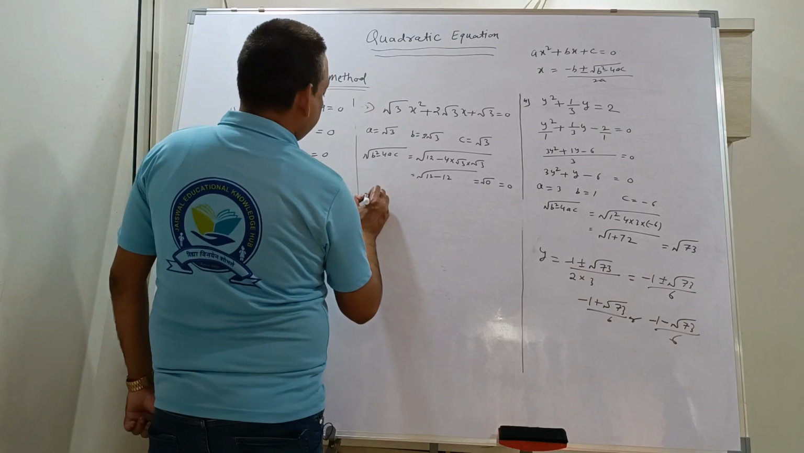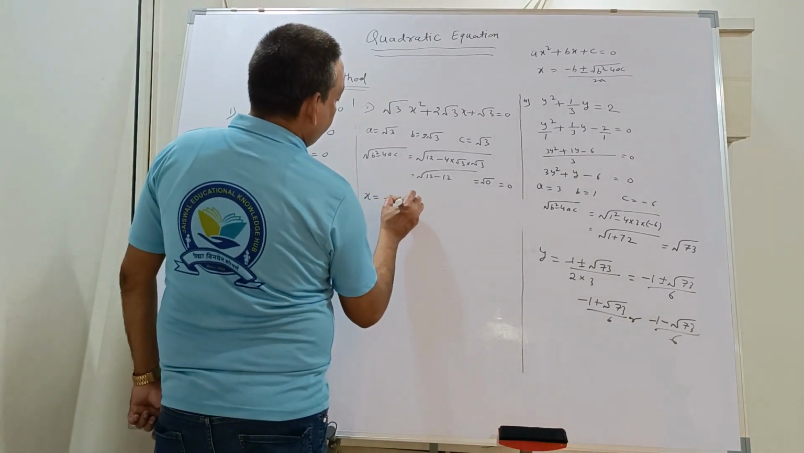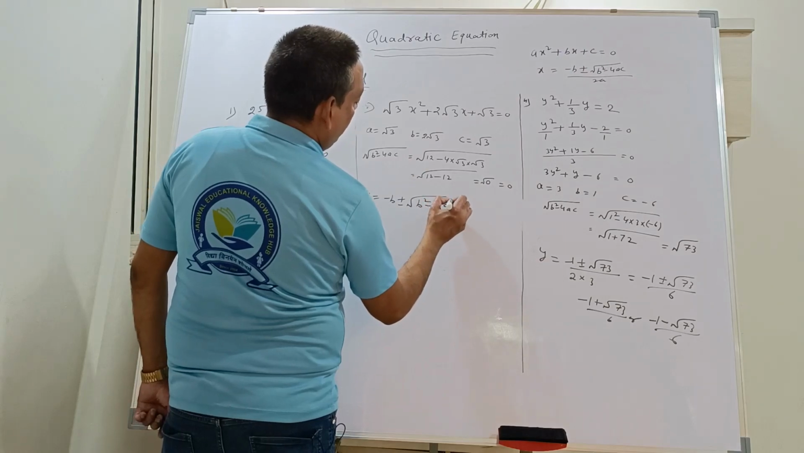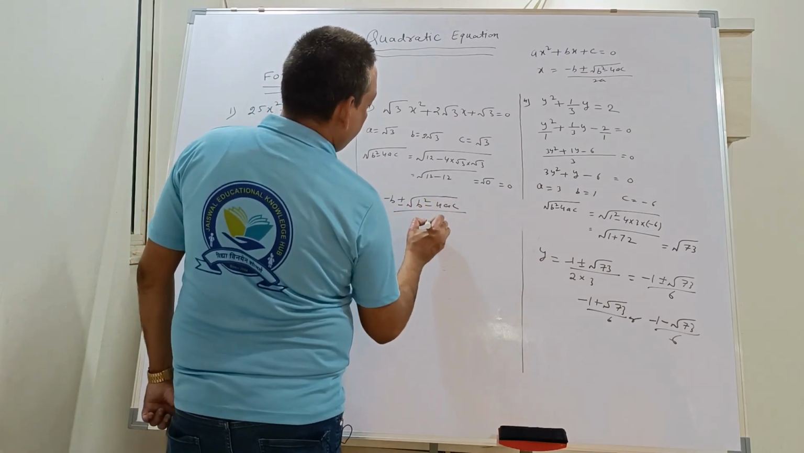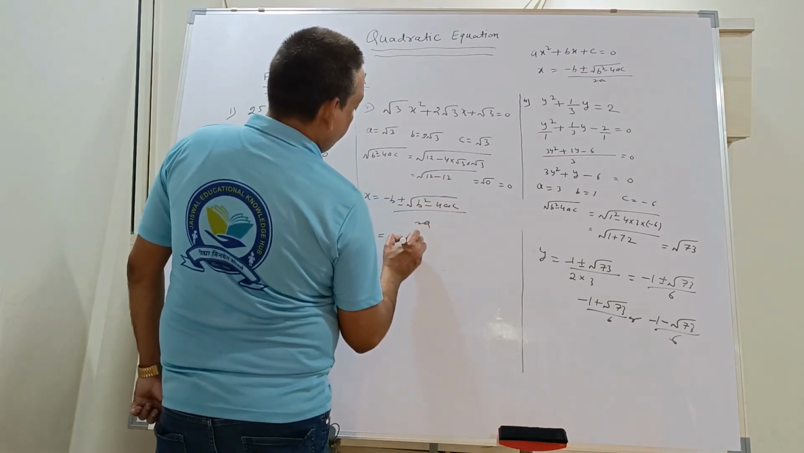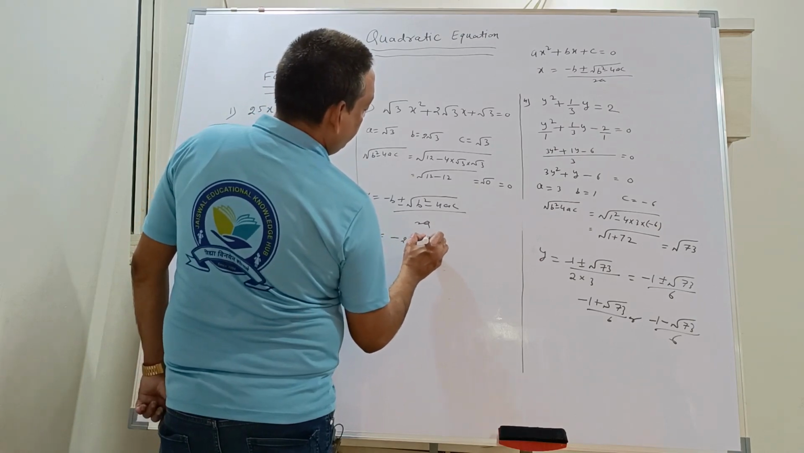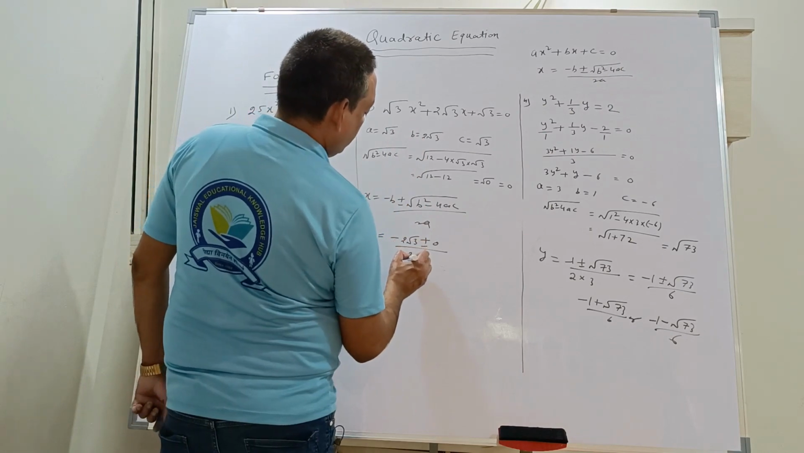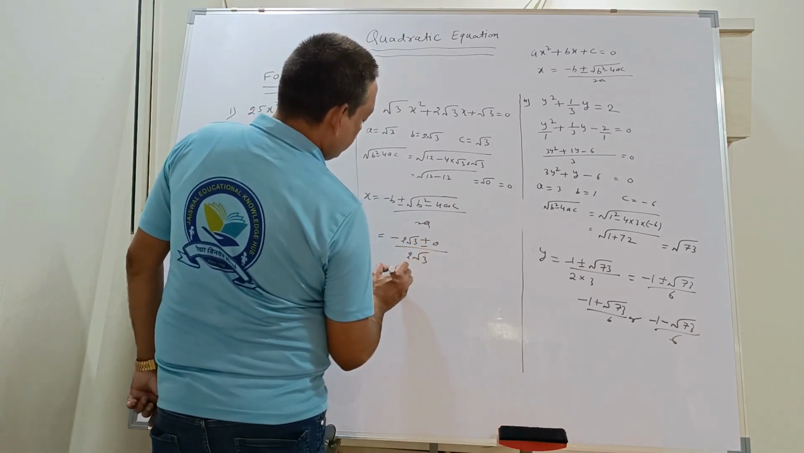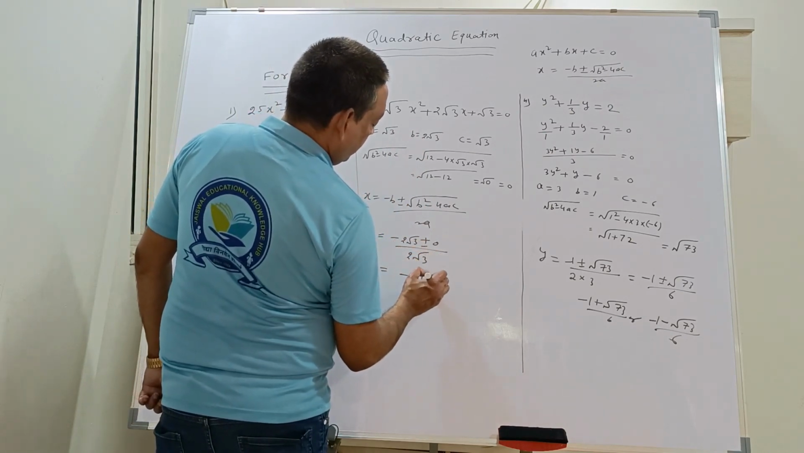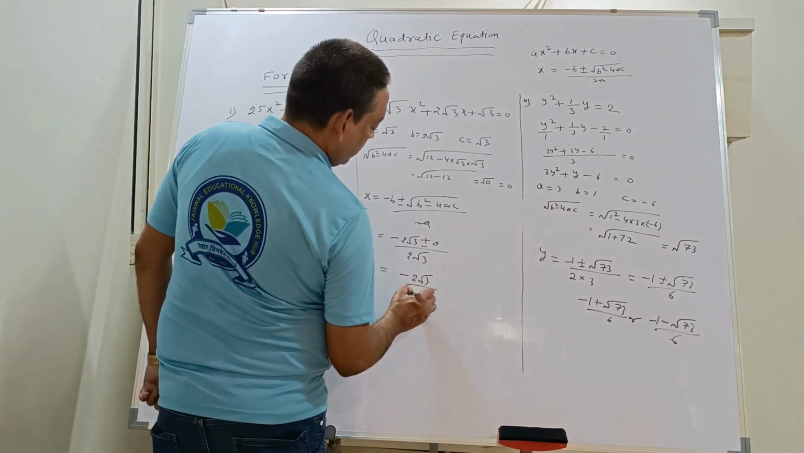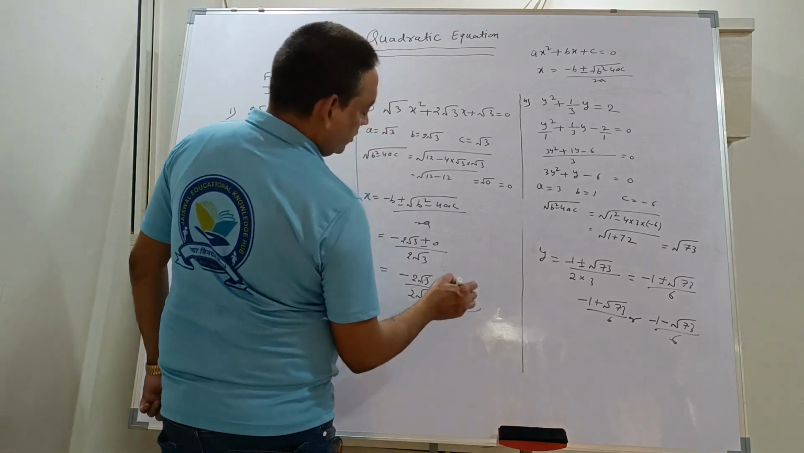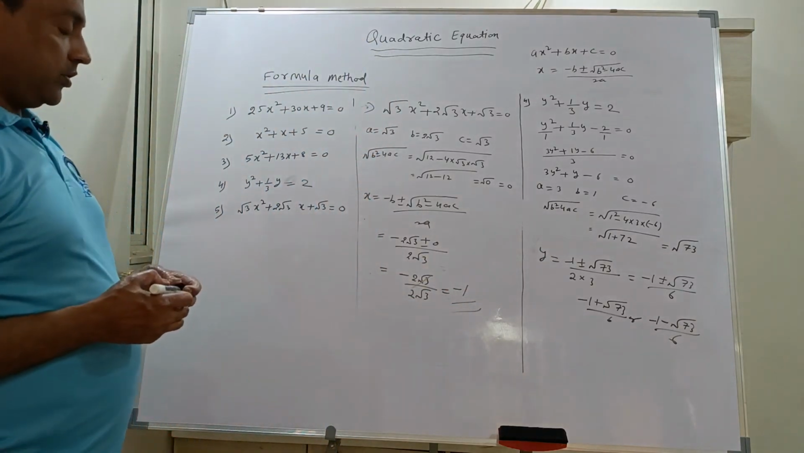So now x is equal to minus b plus minus root of b square minus 4ac whole thing upon 2a, which is equal to minus 2 root 3 plus minus 0 upon 2 into root 3, so 2 root 3. So the answer is minus 2 root 3 upon 2 root 3, so this gets cancelled, equal to minus 1. So the answer of the equation is minus 1.